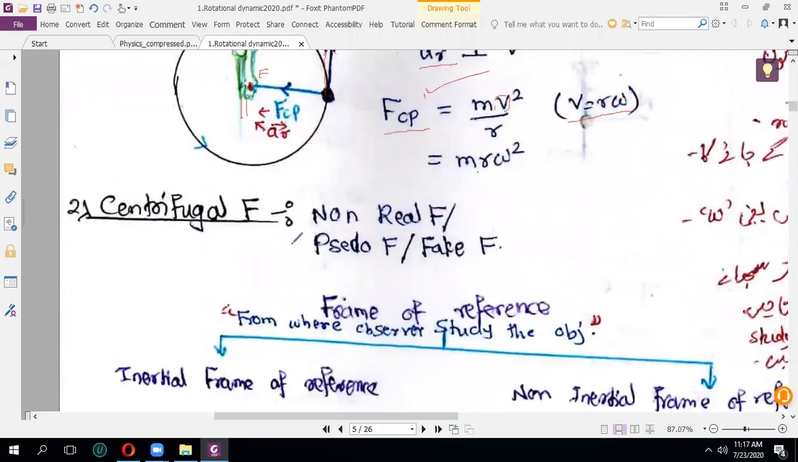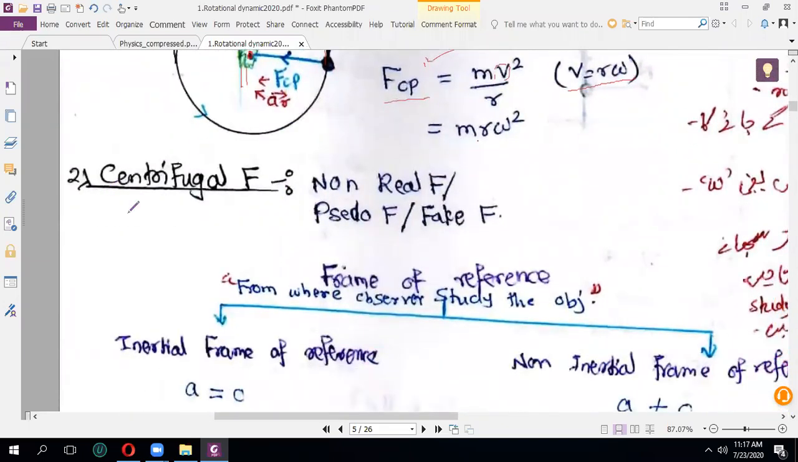What is centrifugal force? In centrifugal, centri means center. Fugal means away. So center-away force is called centrifugal force. If an object is moving away from the circular motion, that is called centrifugal force. This is not a real force. This is a pseudo force, a fake force, also called centrifugal force.